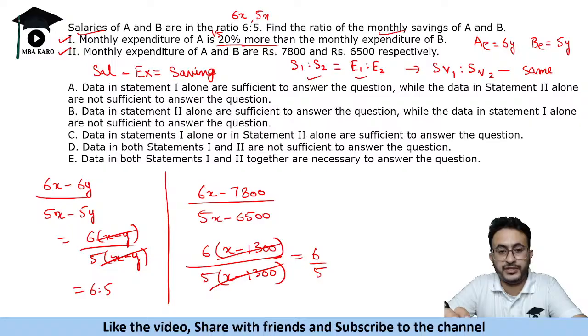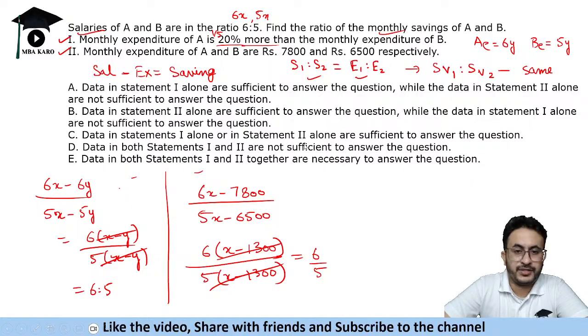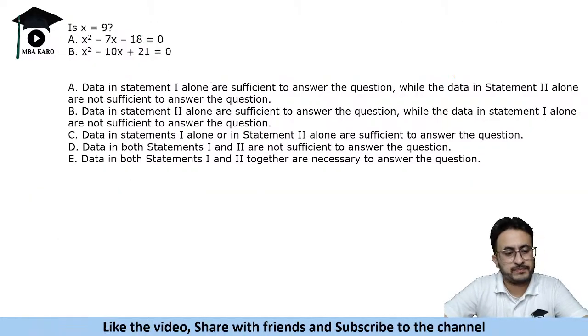So if you know this fact, probably you would be able to answer it correctly. Otherwise you might go wrong. If you do it this way, at least you will be able to get the answer that each statement alone is sufficient to answer the question. Otherwise, if you just think, acha, expenditure is not given, so it is not sufficient to answer the question. Alright, so let's move to the next question. You need to tell whether x is equal to 9.